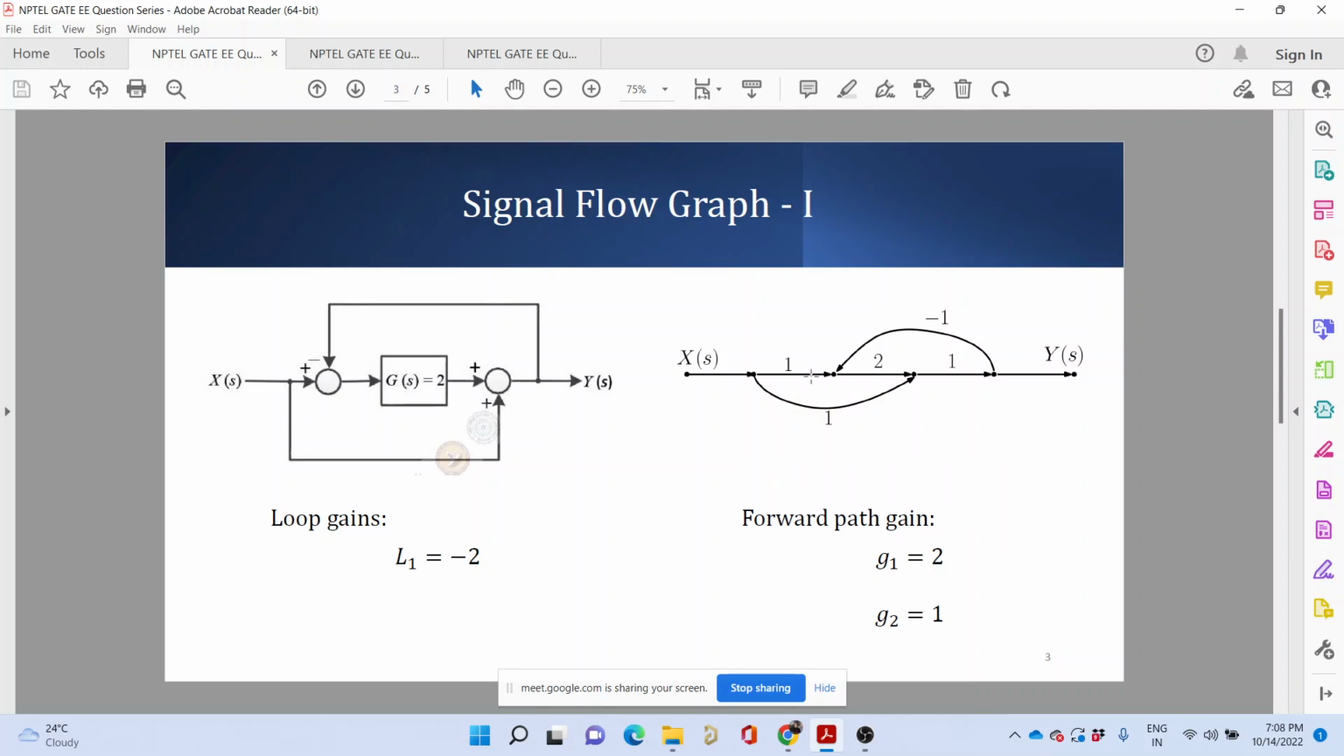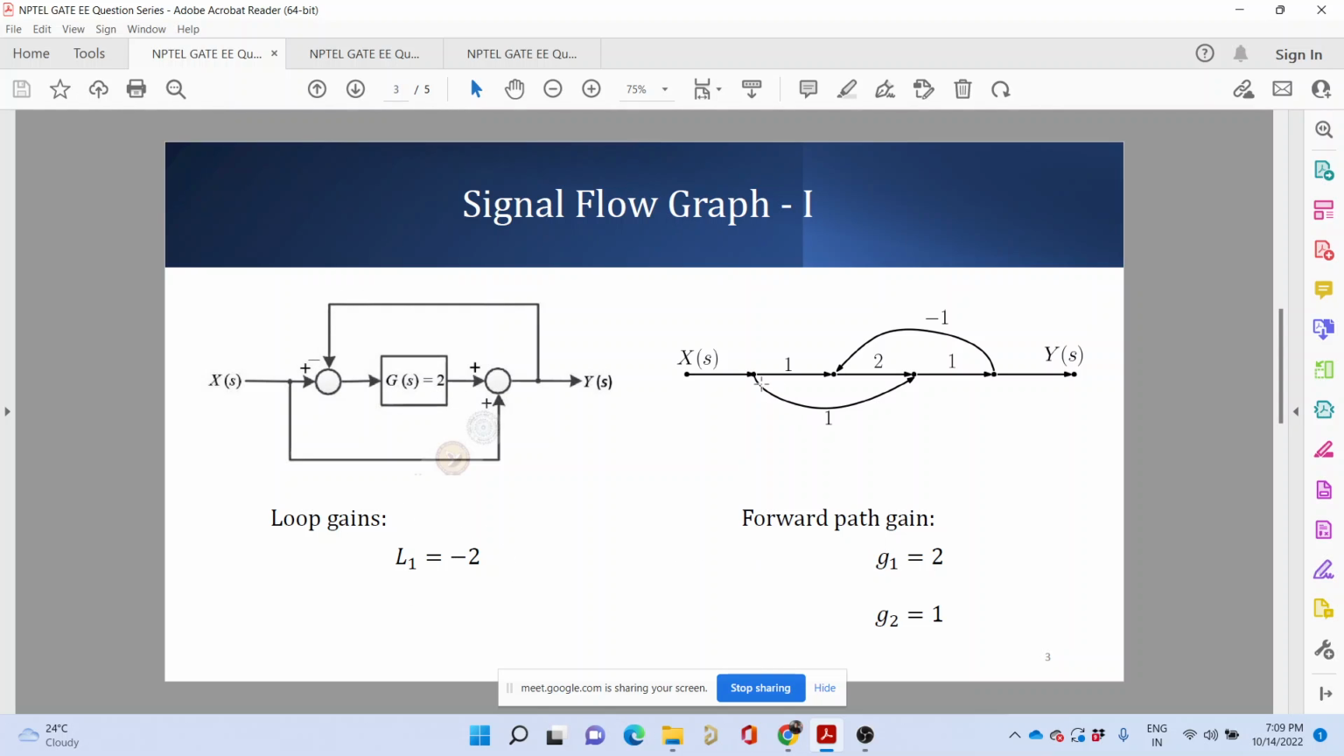Connect them by a gain of 1 if there is no gain in that path. If there is a gain in the path, put that gain over that arrow, and construct the signal flow graph. That is the only thing that you have to do. After that, everything is known to you. You have one loop over here. This loop has a gain of -2 because this is a negative feedback, minus the C over here. So loop gain is -2.